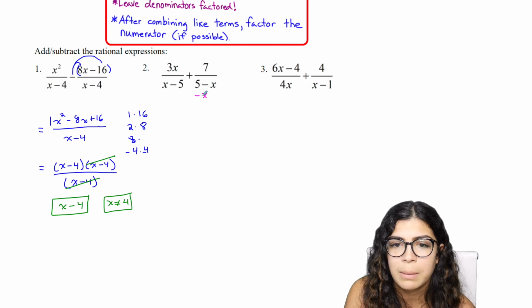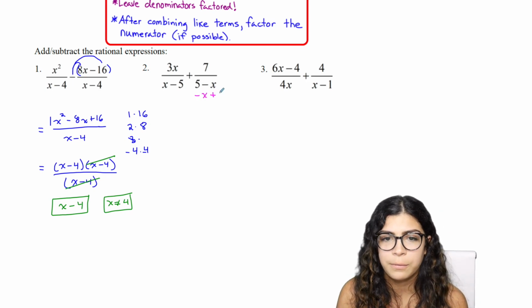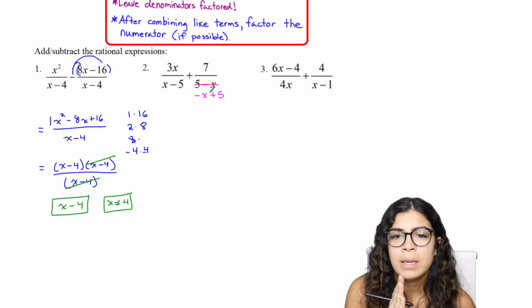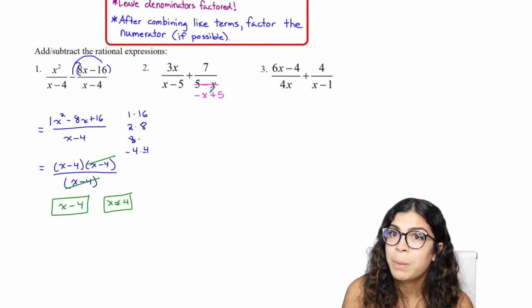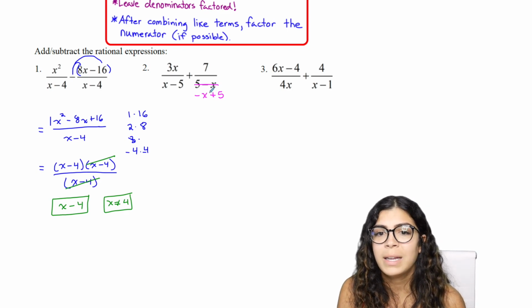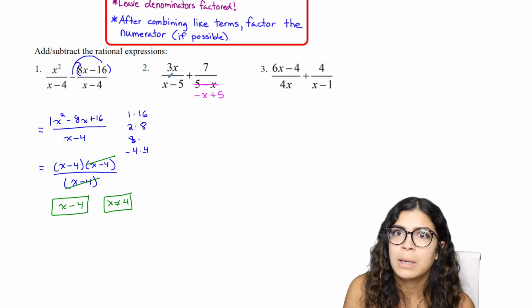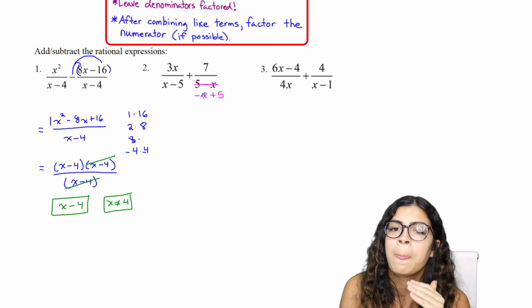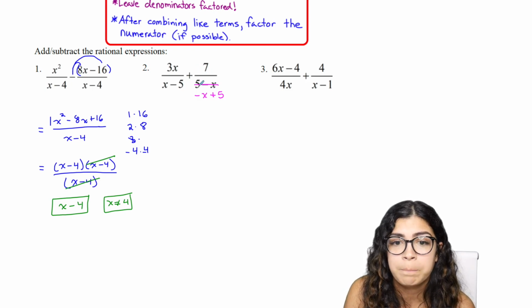So these two are the same. I'm just rewriting it so that the variable is in the front. Now we can see that the difference here is that the x is negative and the 5 is positive. Over here, the x is the one that's positive and the 5 is negative. So if I factor out a negative 1, it would make the denominators the same. So let's go ahead and do that.